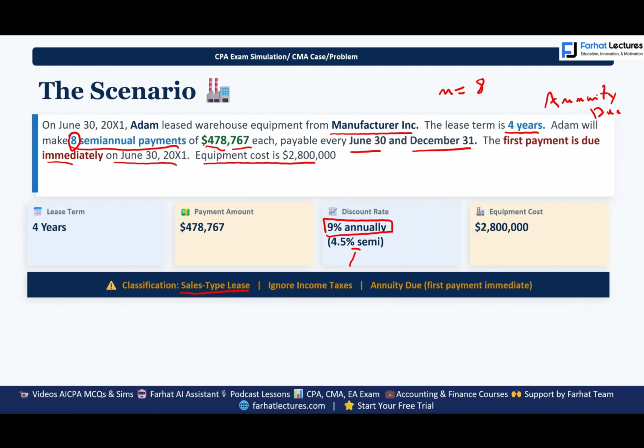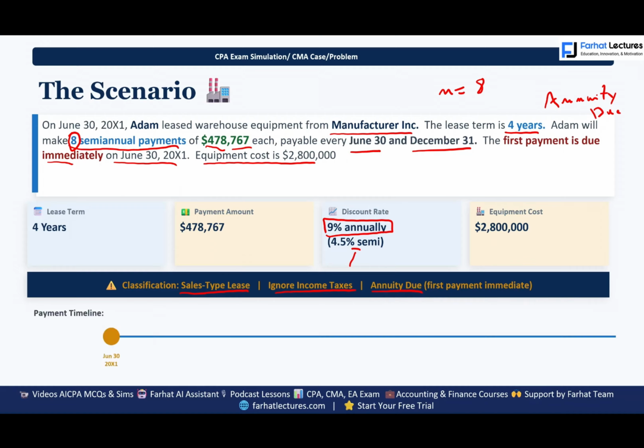Remember, sales type lease, if it meets one of the 5 conditions, we will assume here that it met one of the 5 conditions. Because our concern in this problem is the journal entries and the computation. We are going to ignore income taxes. And remember, this is an annuity due problem. So here's what we are looking at.